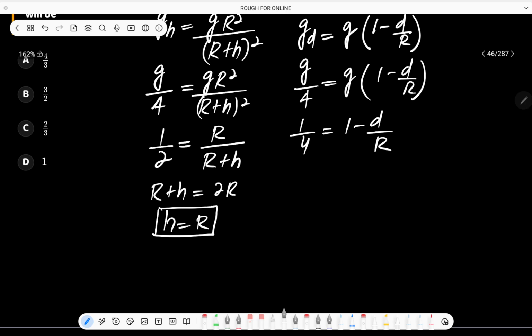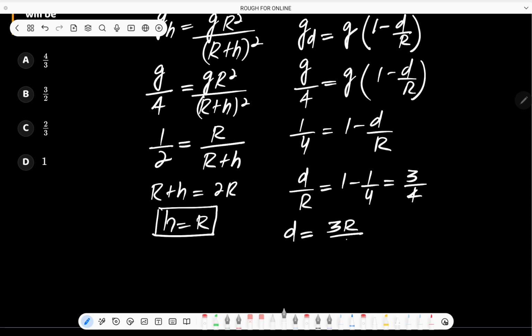From this equation, let's try to calculate the value of this d. So d by R will be equal to 1 minus 1 by 4, which comes to 3 by 4. When this 3 by 4 comes out, d will be equal to 3R divided by 4.